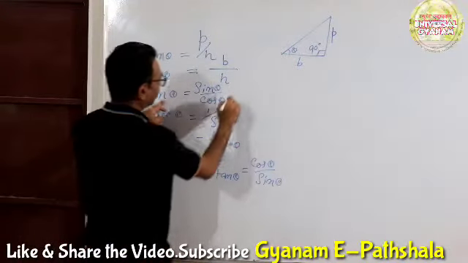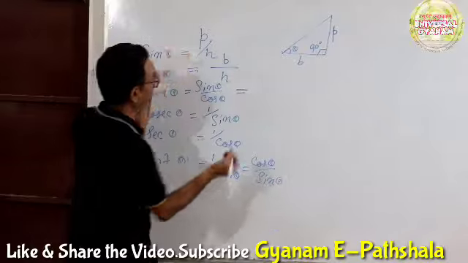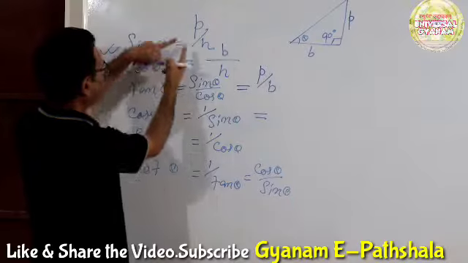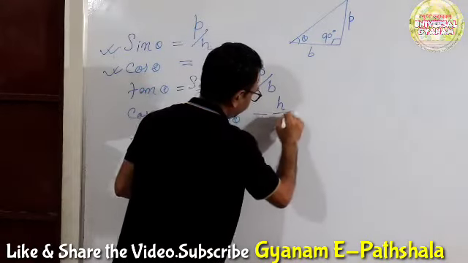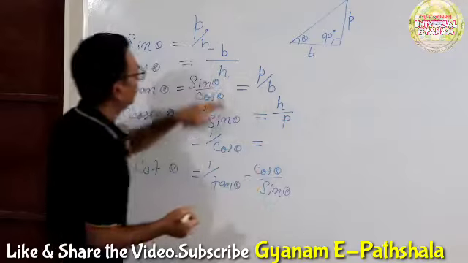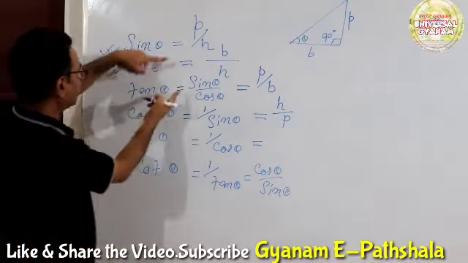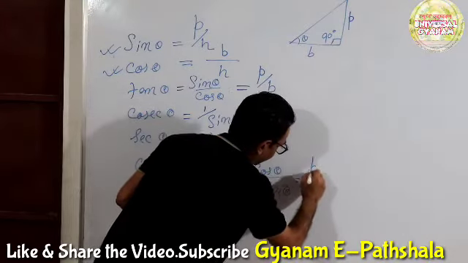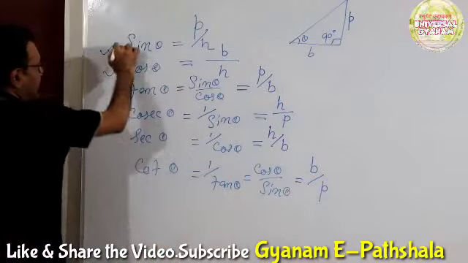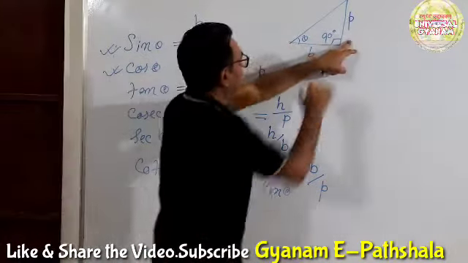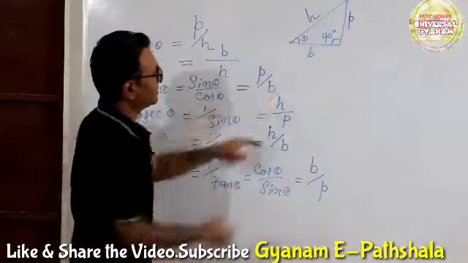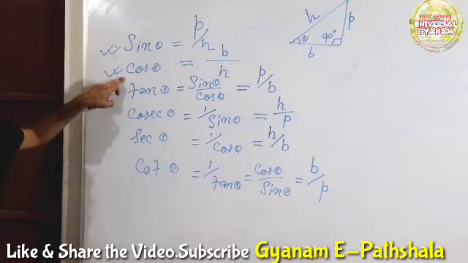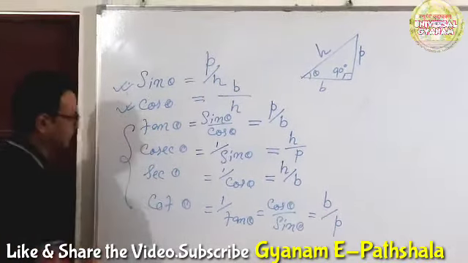So cos theta is b by h. What is tan theta? Tan theta is sine by cos, p by b, obviously. What is cosec? Cosec is 1 by sine, so reciprocal, h by p. Sec is 1 by cos, so reciprocal of cos, h by b. And cot is b by p. So I remember just sine theta and cos theta. Sine theta is perpendicular by hypotenuse. Cos theta is base by hypotenuse. Once you remember these two things, you come across all these things naturally.